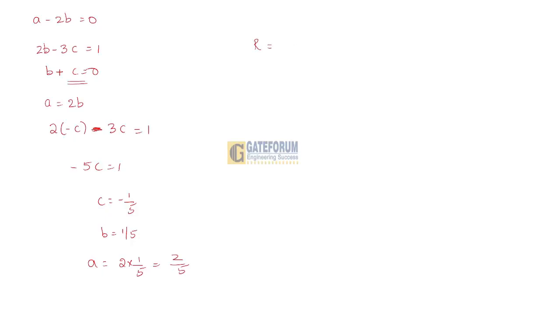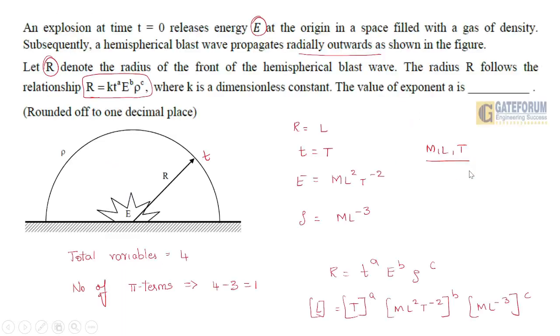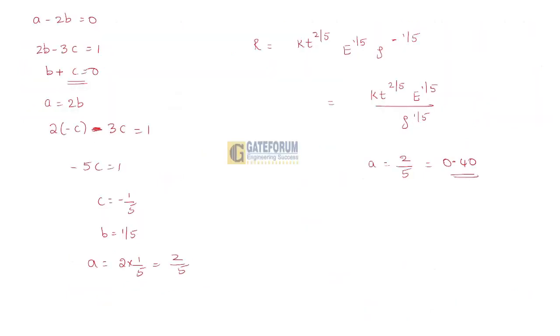R relation K T power 2 by 5, E power 1 by 5, rho power minus 1 by 5, which will be K T power 2 by 5, E power 1 by 5 by rho power 1 by 5. So obviously A is nothing but 2 by 5, which will be 0.40. It is asking you the exponent of A, which will be 0.4.